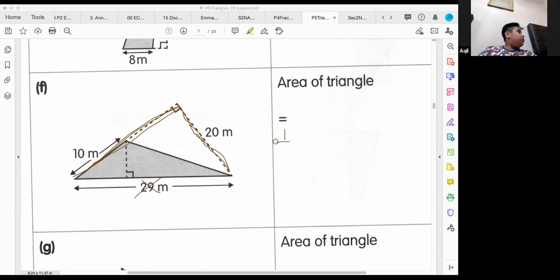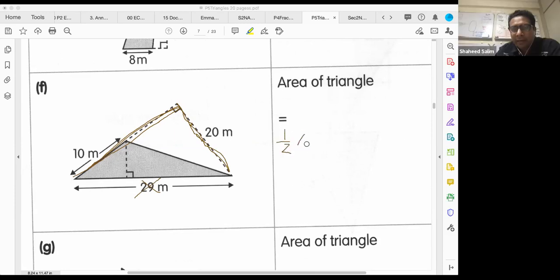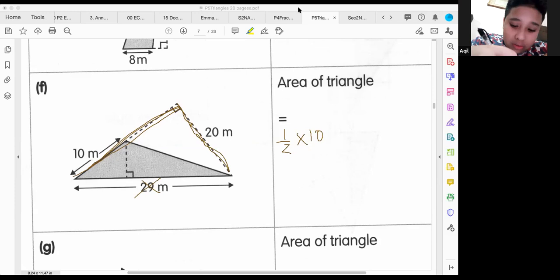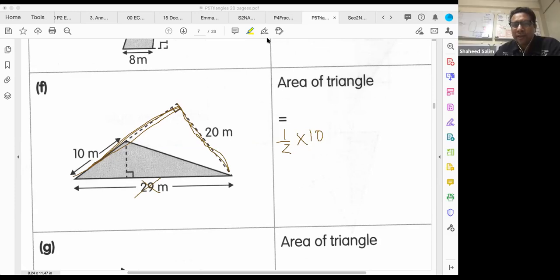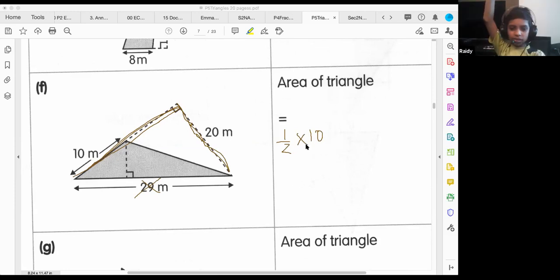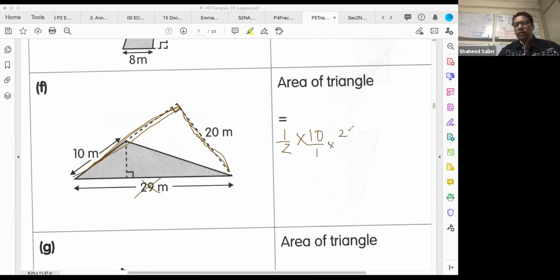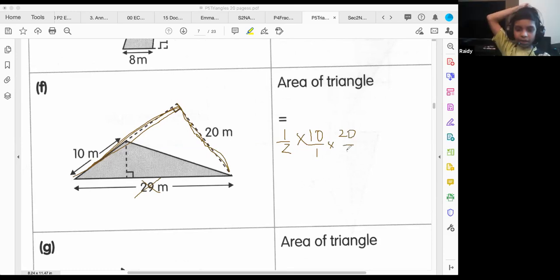So now what do you do? You take half times 10 times 20. Okay, so 1/2 times 10 times 20. Then you can cancel: the 2 changes into 1, the 10 changes into 5, and then the 20 changes into 10. So it'll be 5 times 10, which will be 50.